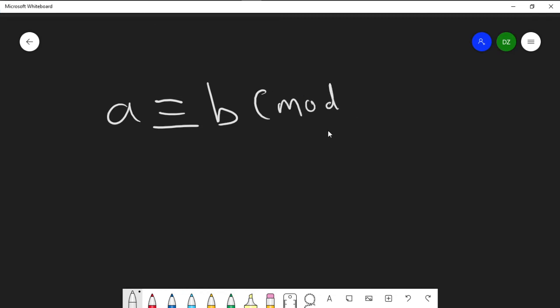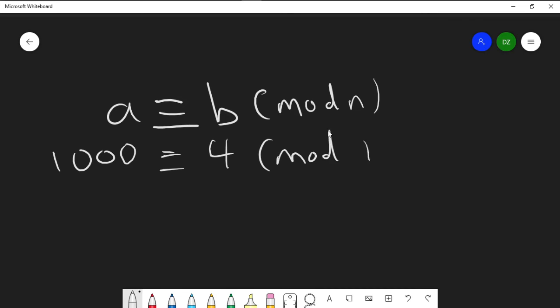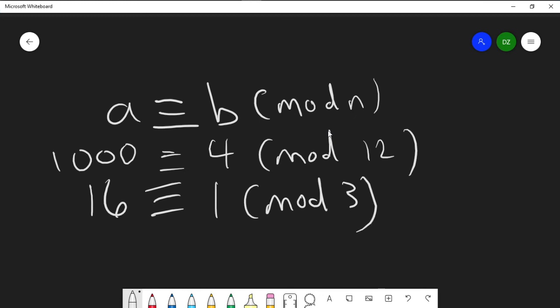And in our case earlier, we can replace A with 1,000, replace B with 4, and mod 12. This is kind of what you'll see in math textbooks, or maybe your professor will do this. And similarly, we can do the same with this. So 16 will be the same as 1 mod 3, 79. These are just examples from my script.